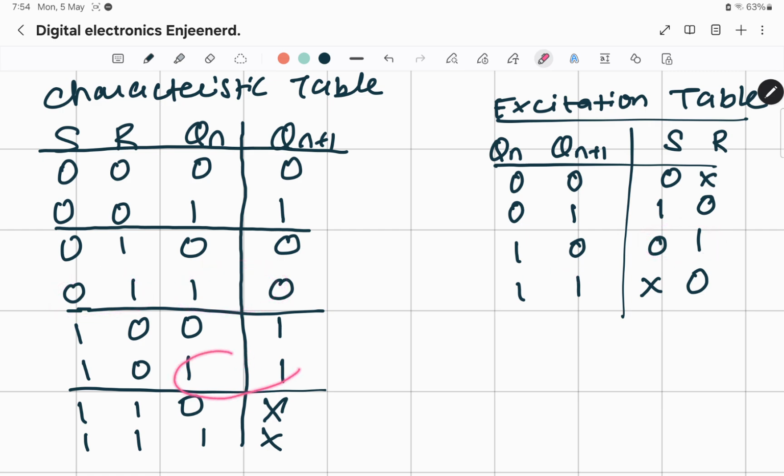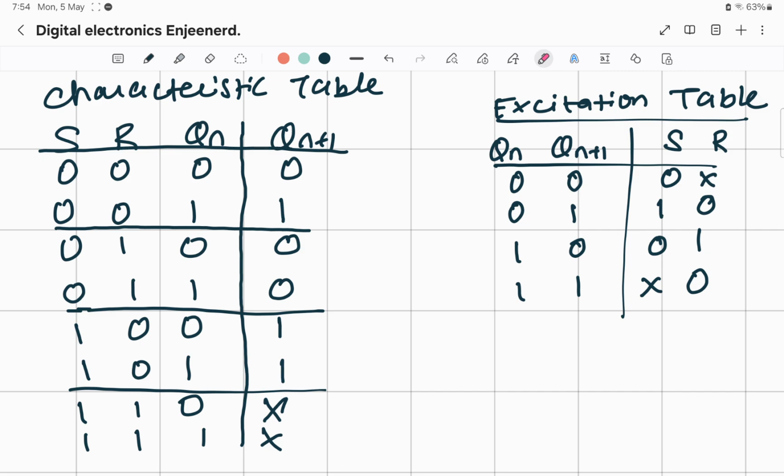And finally for 1, 1, see I have 1, 1 here and I have 1, 1 here. For this, S is 0, S is 1, which means I will have a don't care here. And this is 0, 0. So you will have X and a 0 here. So this is how you end up writing the excitation table for SR flip-flop.